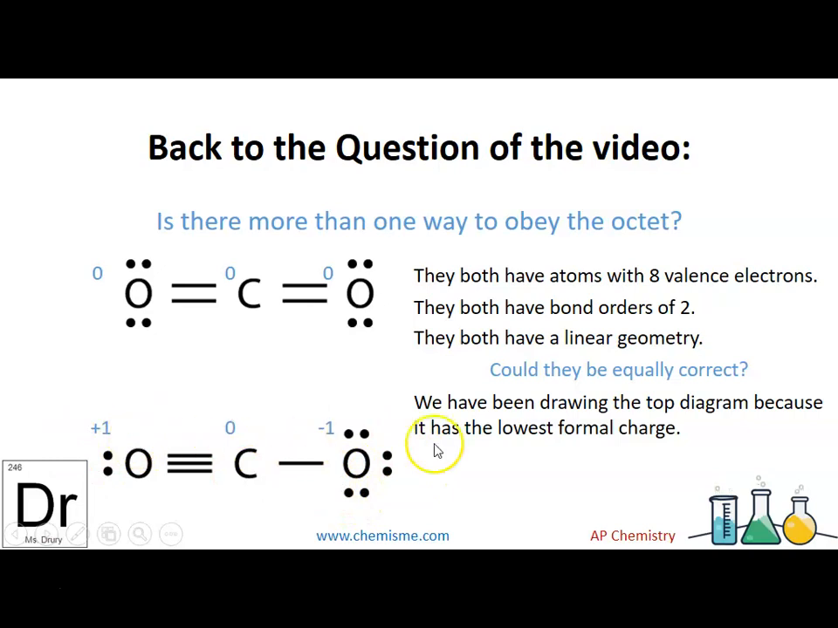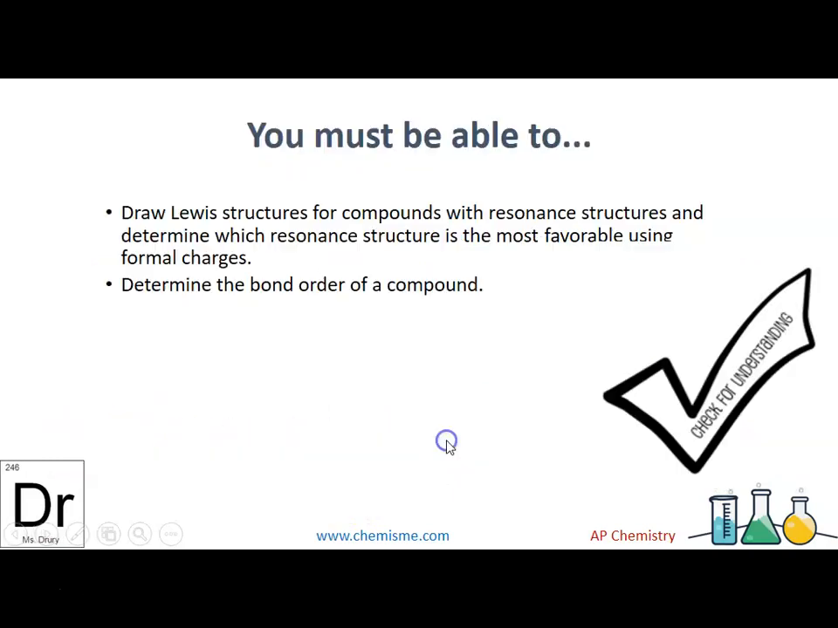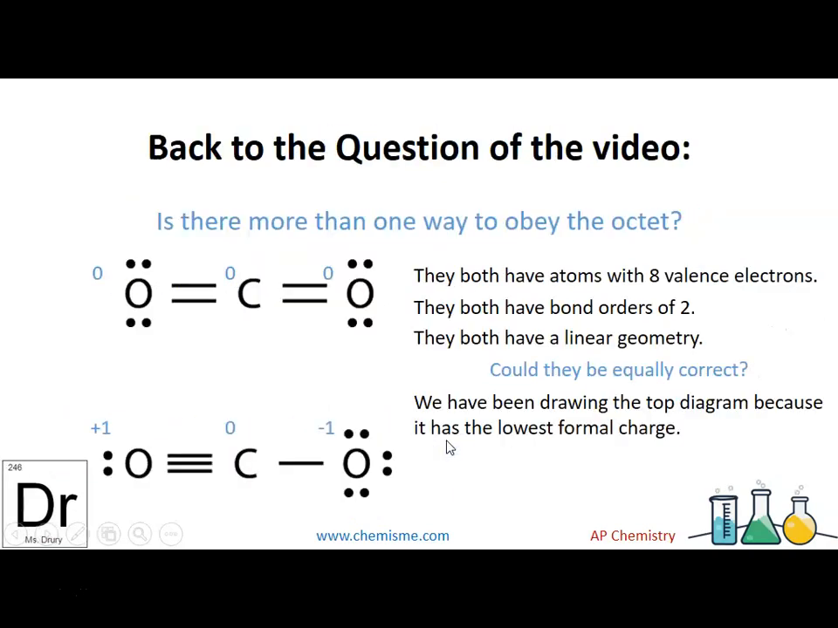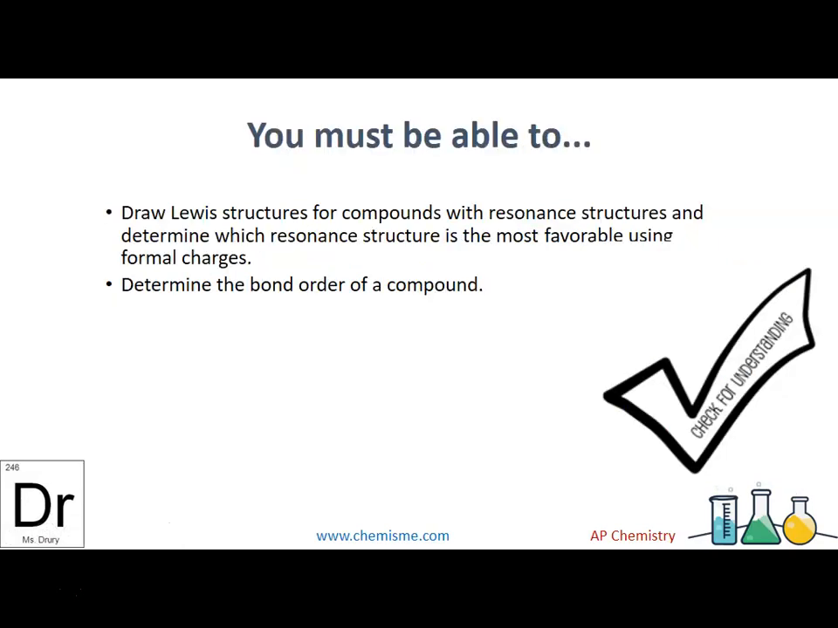These, because they have formal charges, are not as nice, and that's the reason we've never drawn it that way. So, you should be able to draw Lewis structures and try to draw a resonance structure of that, moving around your double bonds, and seeing which one's more favorable by either using the octet rule or formal charges. And also determine the bond order, which is another way of thinking of the strength and length of the bond.